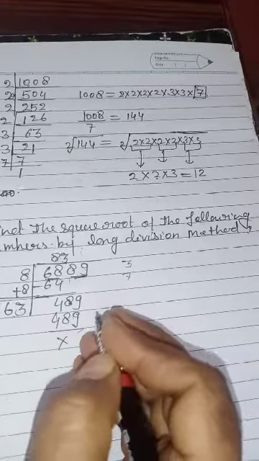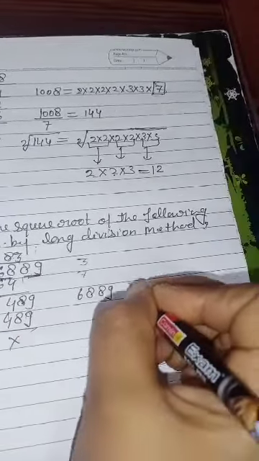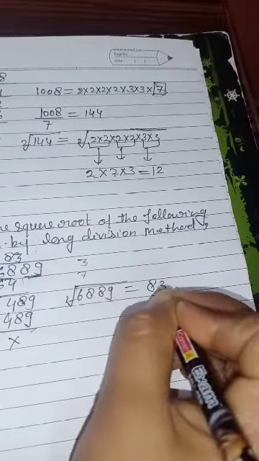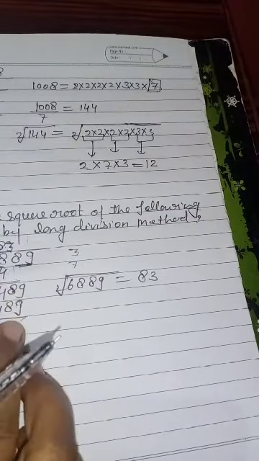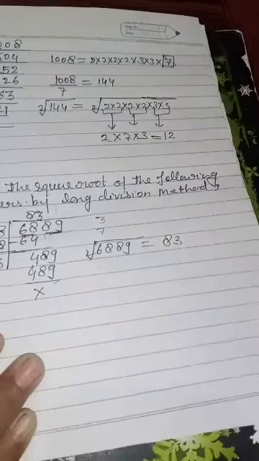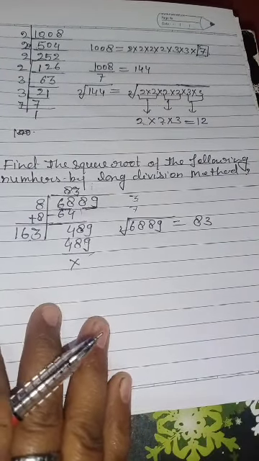So what will be the square root of 6889? It will be 83. Its square root will be 83, or 83 squared will be 6889. In any way you can understand the question. Okay, one more question I am going to repeat by this method.